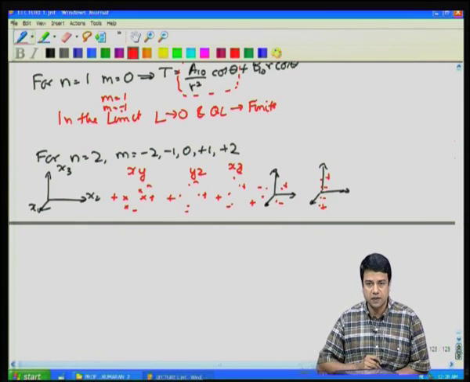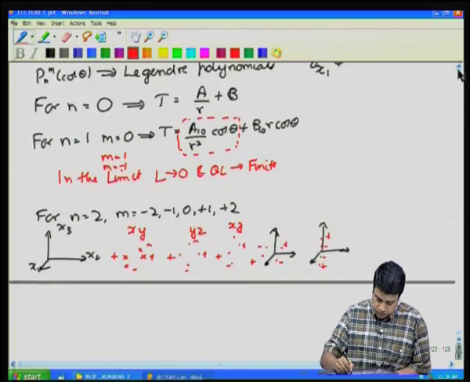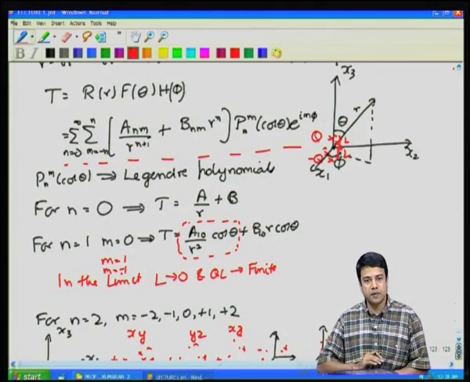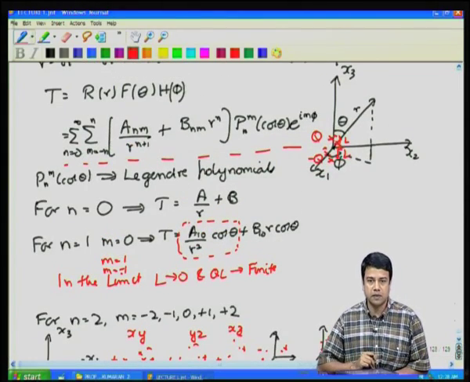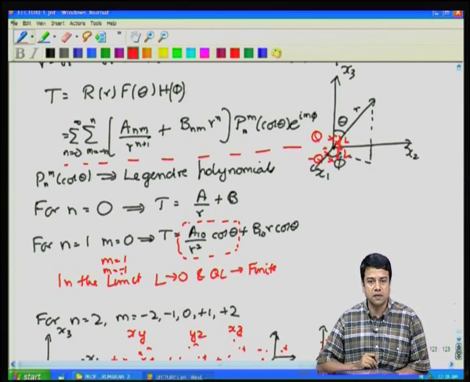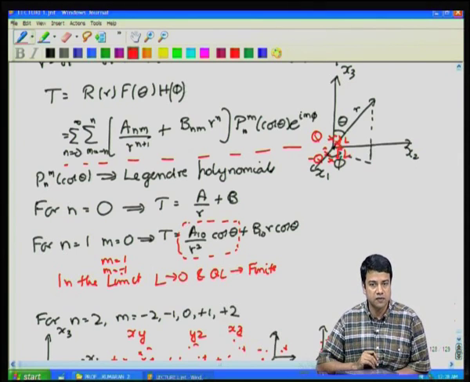by separation of variables procedure. In case you are not familiar with this, kindly go back to Fundamentals of Transport Processes 1 and revise what we had done in that particular solution of the Laplace equation. Here we will use the exact same solutions, except we will give them a different physical interpretation.